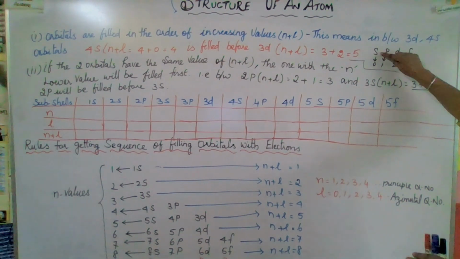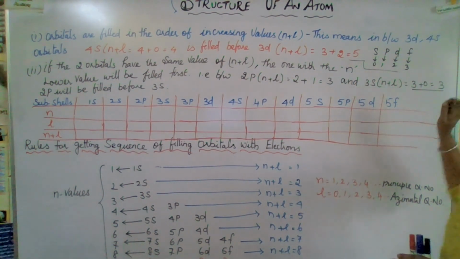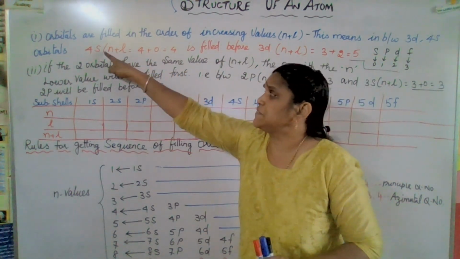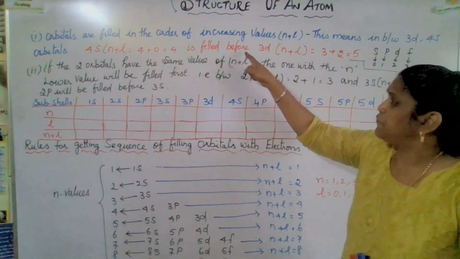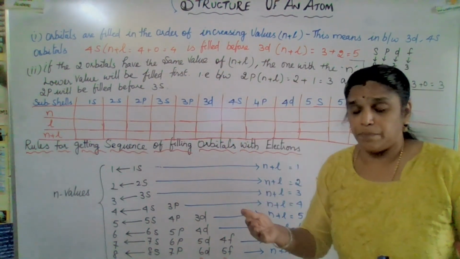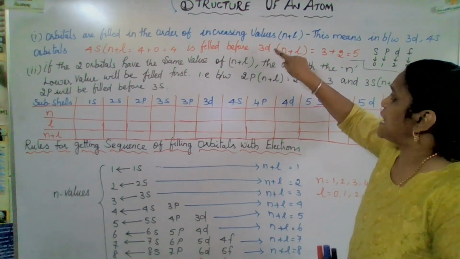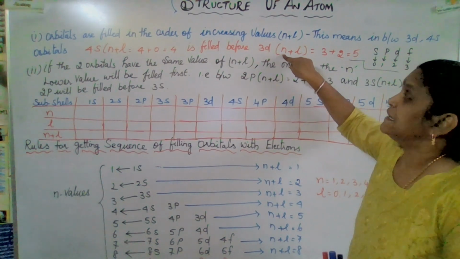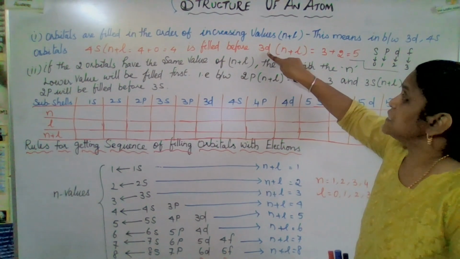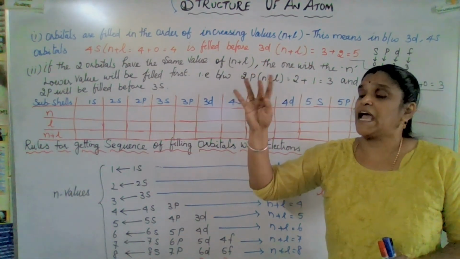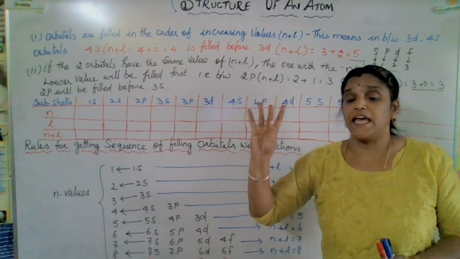I have given s, p, d, f; L equal to 0, 1, 2, 3 starts. So the s value is 0, and 4 plus 0 is 4. As it is filled before that, 4s will be filled before 3d. Now 3d, how do you mention it? n plus L. n is the principal quantum number, so 3 plus L. L for s, p, d and f: s is 0, p is 1, d is 2.